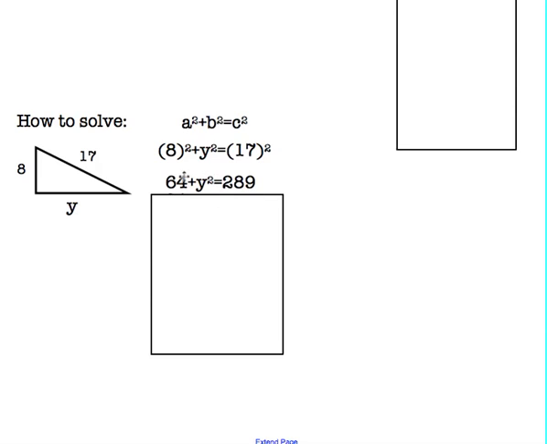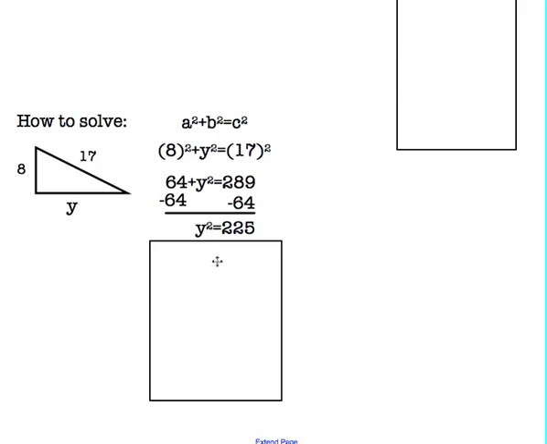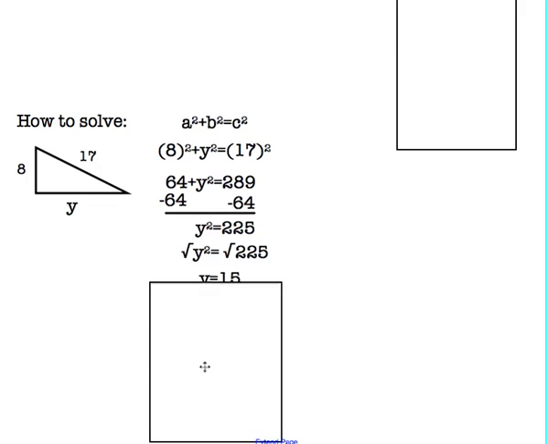Now in this case we notice that 64 is on the other side of the equal sign compared to 289. So in order to move it away from the side with the y and take it over to the other side, we're going to have to subtract it from both sides. When we subtract it from both sides, we see that y squared is 225. Now we need to find the length of this side, so we take the square root of both sides, and we see that y is 15.